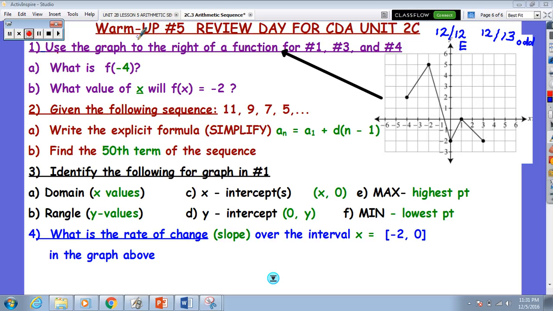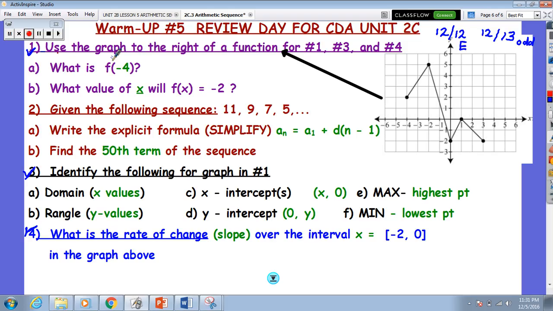So number one asks us, what is f of -4? So notice that the directions say use the graph to the right of this function, which is this graph over here. We're going to use this graph for number 1, 3, and 4. So we're going to use it here for number 1. We're going to use it for number 3 right here, and we're going to use it for number 4. Okay? So let's start with 1a.